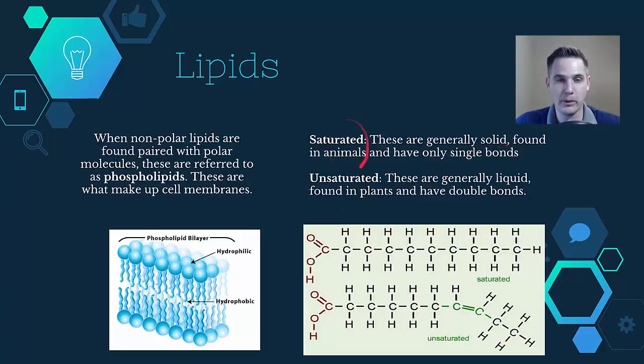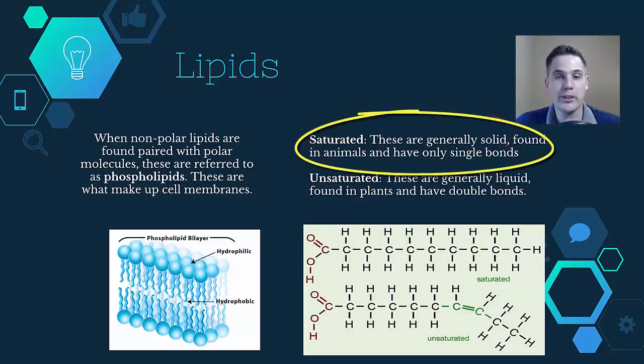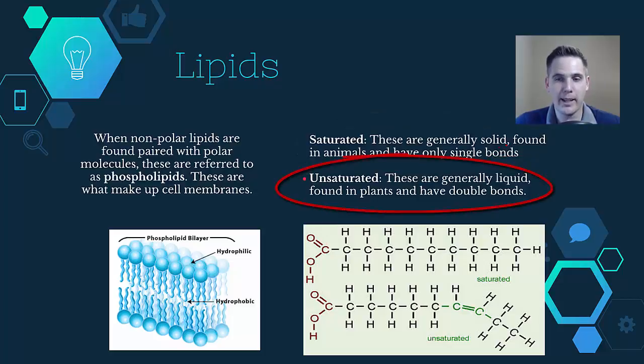And there's 2 types of lipids or fats, and that's saturated, which are generally solid, the kind of fat you find in animals and only have single bonds. They're not very strong compared with unsaturated fats. These are generally liquid fats, like some of your oils, and they're found in plants and have stronger double bonds.